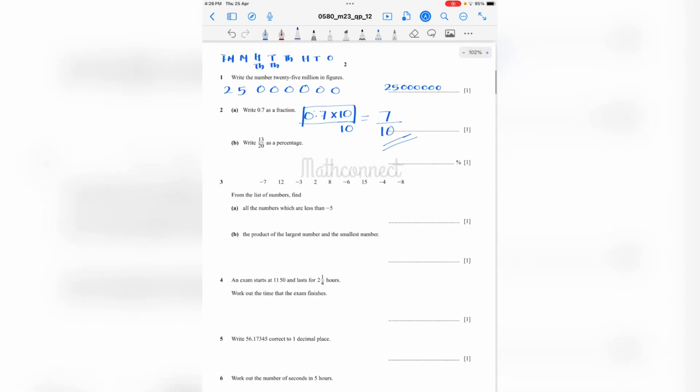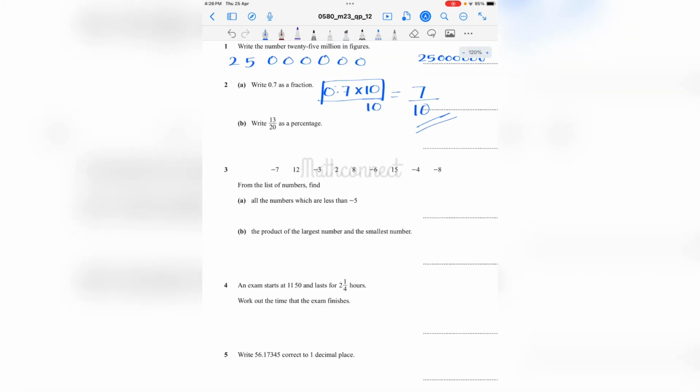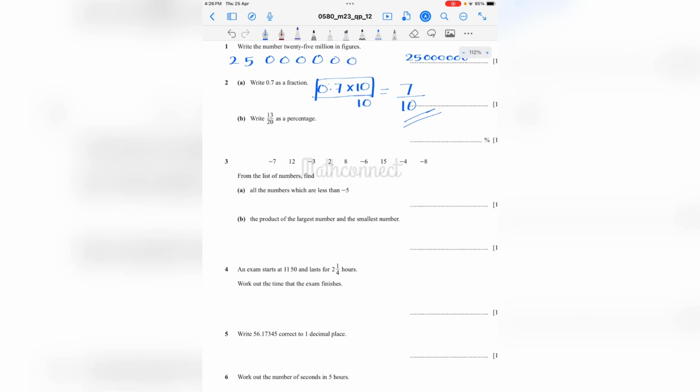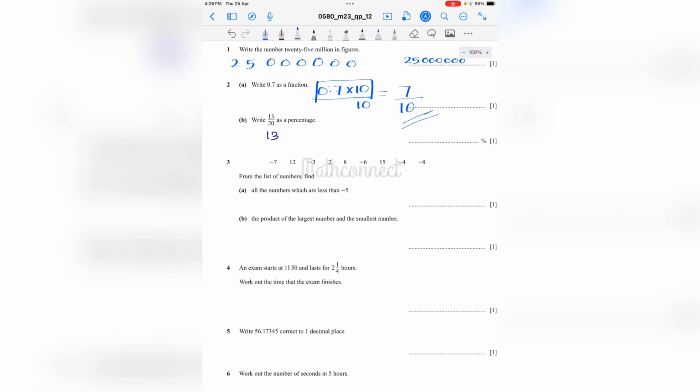Let's move on to part B of question 2. Write 13 by 20 as a percentage. To write anything as a percentage, there are two methods. Either you can simply multiply it with 100, so cancel out the zeros. Then 13 times 5. When you do 13 times 5, you're getting 65 percent.